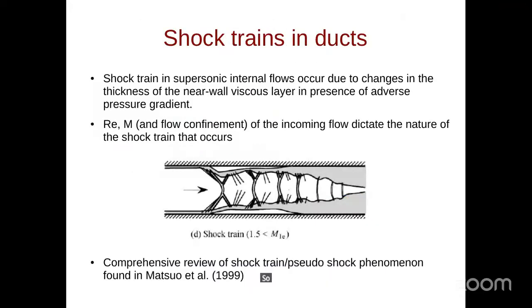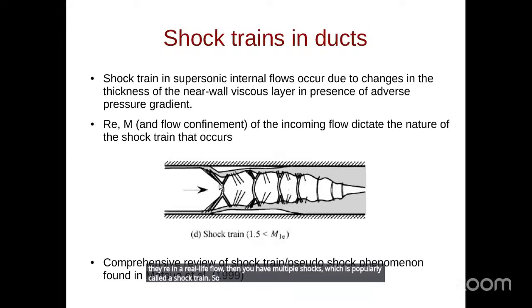So let's come to shock trains in ducts. The students who are already studying gas dynamics will know that if you subject a pipe flow or a channel flow to back pressure, you will have shocks in the flow. When you study inviscid flows, you have a single shock, which is a normal shock, because there is no boundary layer. Now when you have boundary layer effects, as there are in a real life flow, then you have multiple shocks, which is popularly called a shock train.